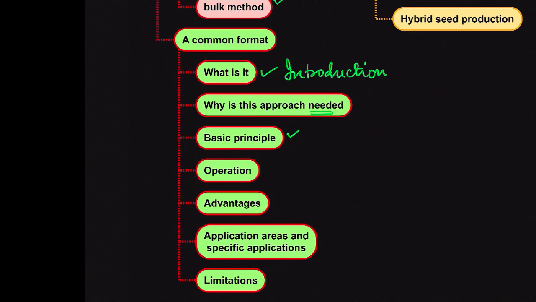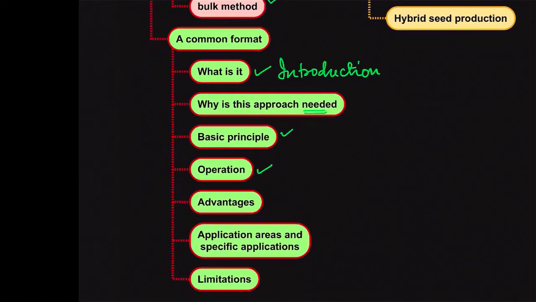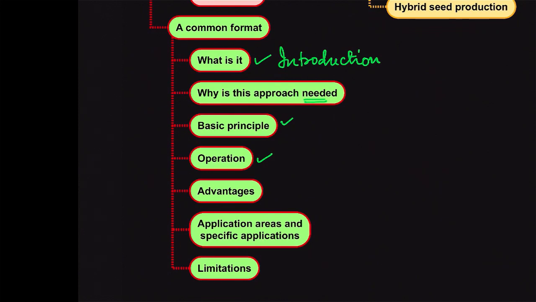Fourth, how do we operate the method? It can be bulk method, it can be mass selection. So, how do we basically operate this part? Next, what are its advantages compared to other methods? And then, what are the application areas? And here you can be giving some specific applications. That means certain hybrid varieties which have been produced by applying this particular method, any method that is listed above. Finally, there can be no method which is without limitation. So in the last, you will be discussing the limitations of a particular method.